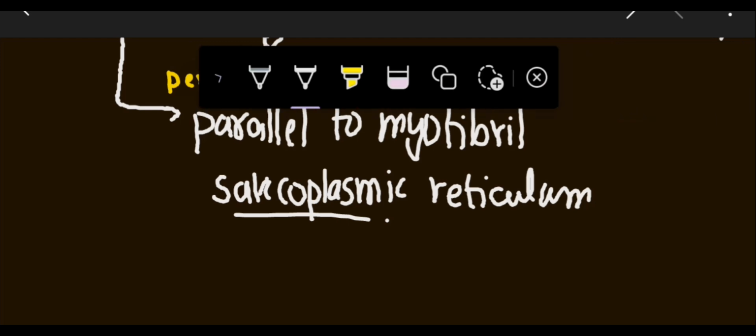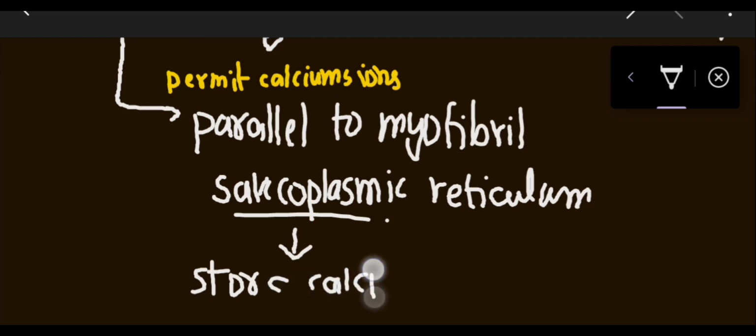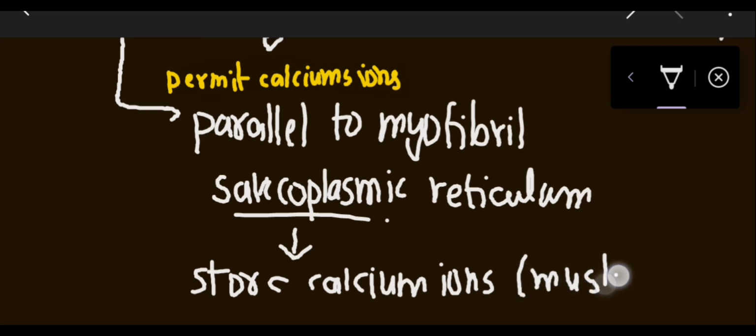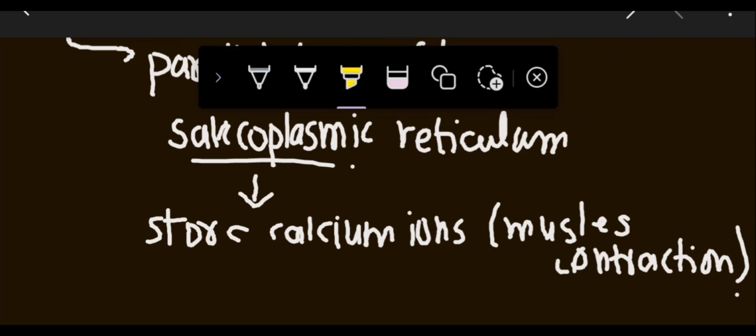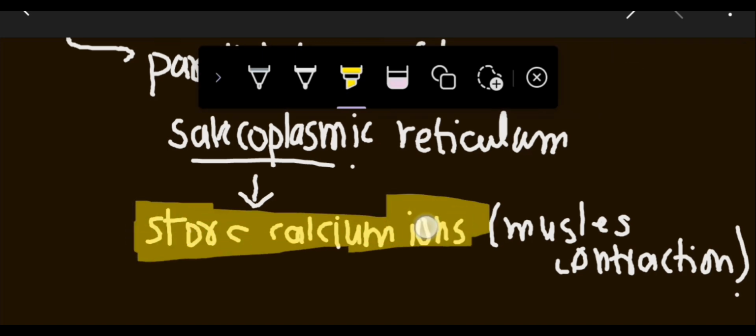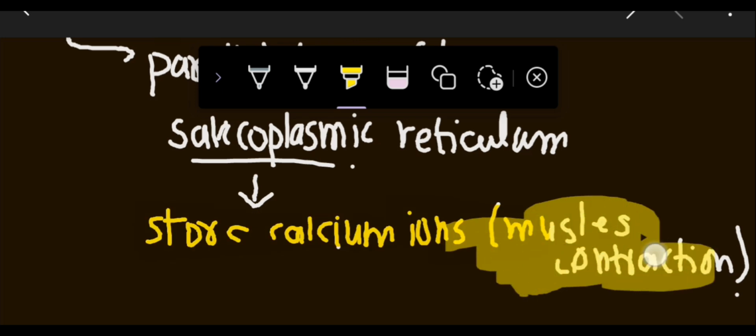Now this sarcoplasmic reticulum's function is to store the calcium ions for muscle contraction. Okay, after that it extends inward. Now this sarcoplasmic reticulum forms one type of membranous channel, which is tubules.